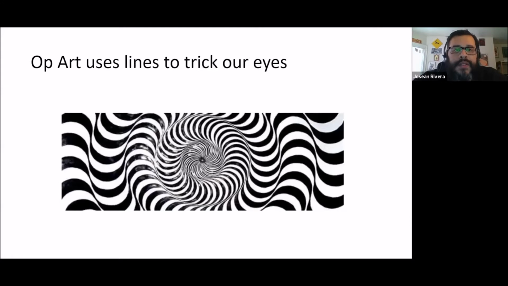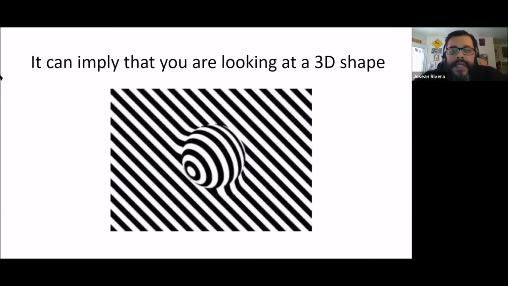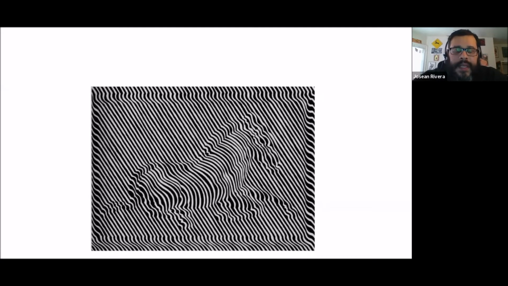So, it mainly uses lines to trick our eyes, either by how thick or how thin the lines become. If you follow, you can see how the thick line turns thin, thick, and then thin again to create a 3D effect. So here's another example, how the lines make it seem like we're looking at a sphere, or in this case, a horse.